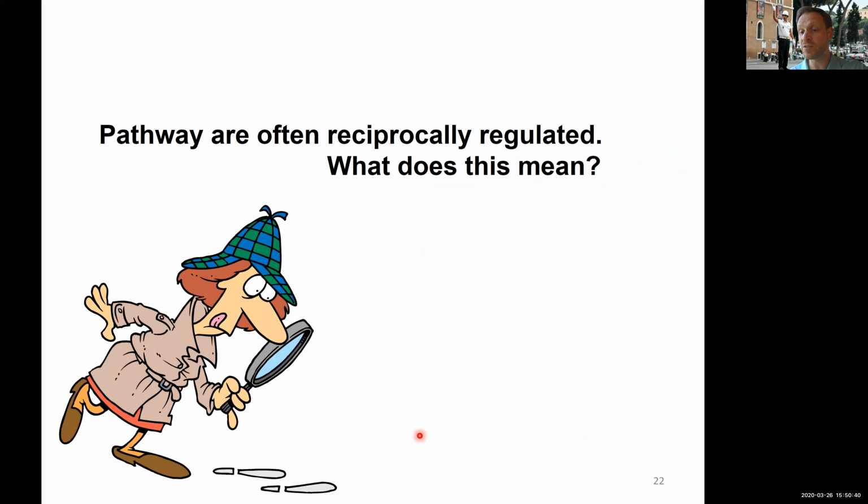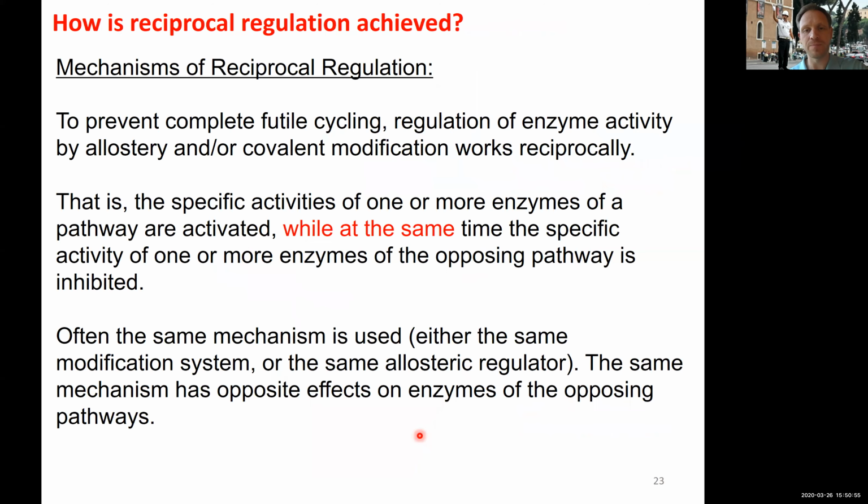All right, so we'll see this phosphorylase a little bit later, but let's first look at reciprocal regulation. What does this mean, right? We had touched on it earlier already, that we had said opposing pathways are regulated reciprocally. What does this actually mean? Okay. So again, in general, we want to prevent complete futile cycling. And because of that, enzyme activities are regulated reciprocally through allostery or covalent modification.